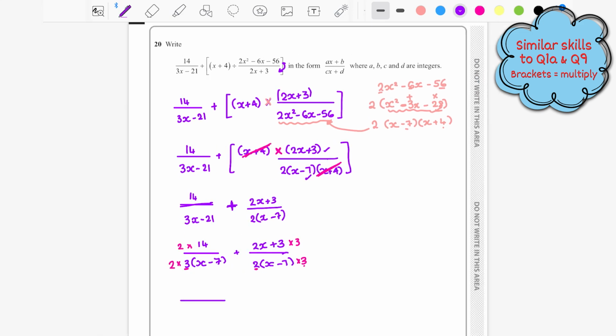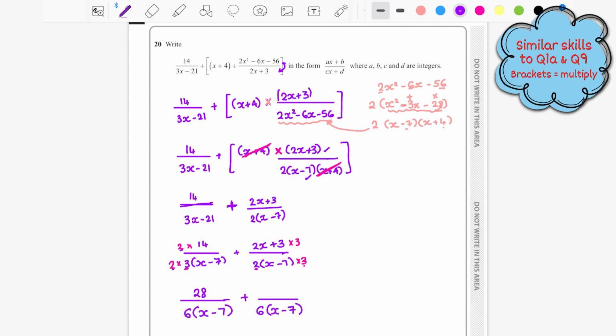Let's carry on. At the top, I've got 2 times 14, which is 28. And at the bottom, I've got 2 times 3, which is 6. And in brackets, I've got x minus 7. Plus, so I put plus. Let's start off with the denominator here. 2 times 3 is 6.